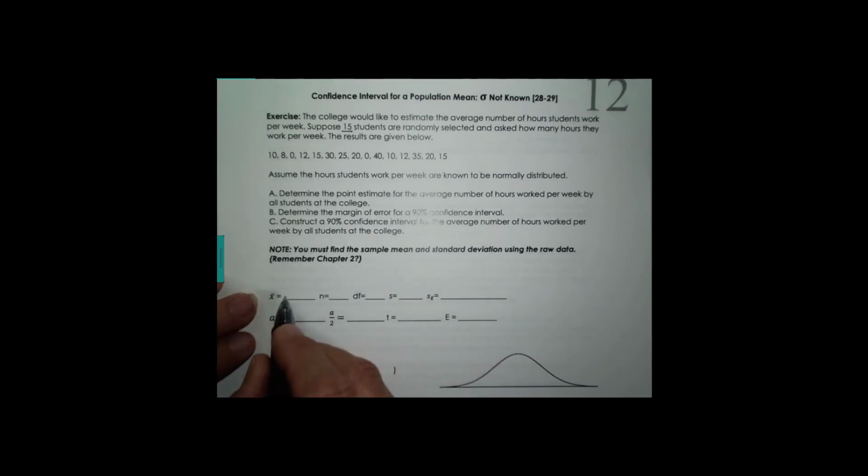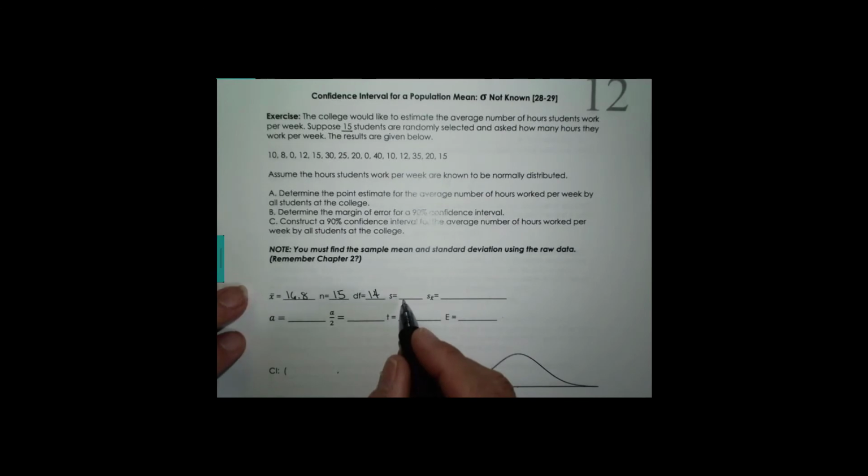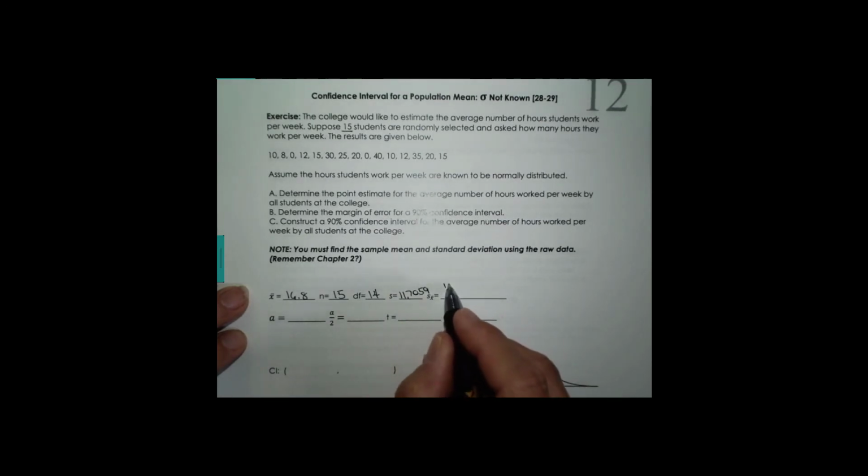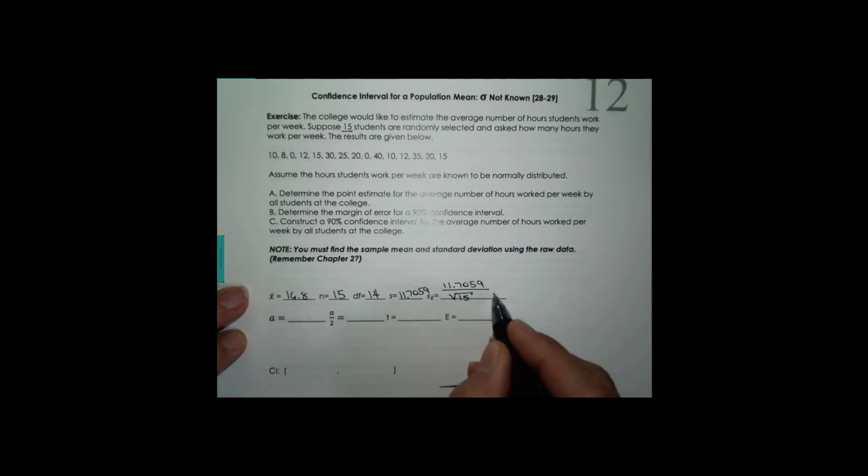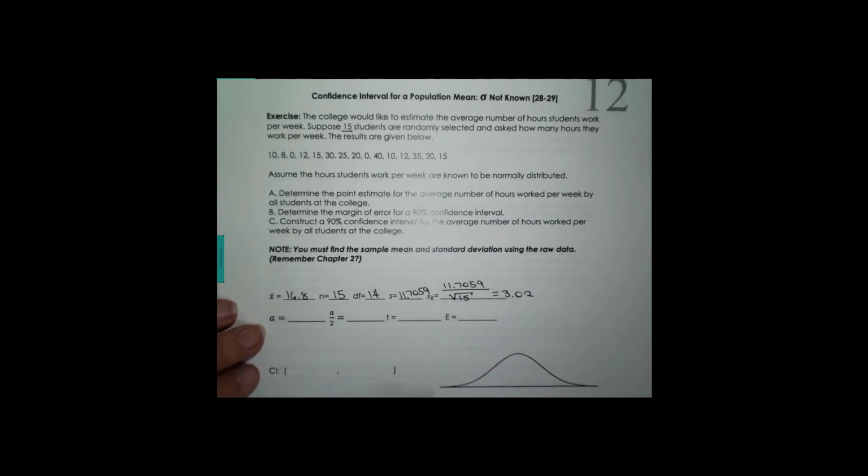So that tells me what I need to know. The sample mean here is 16.8. I calculated it. I had a sample size of 15, so my degrees of freedom is 14. I have a standard deviation. I also used the calculator to find that. It's 11.7059. So I'm going to take it and divide it by the square root of that sample size, which is 15, right? And come up with a standard deviation that I can work with, 3.02.